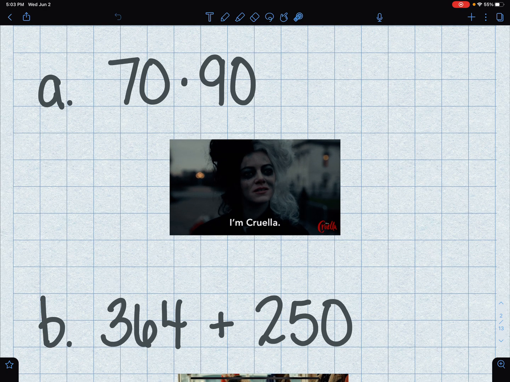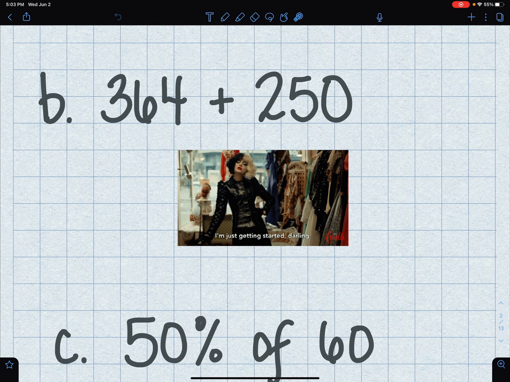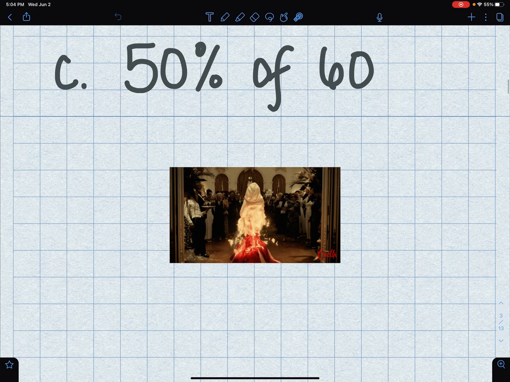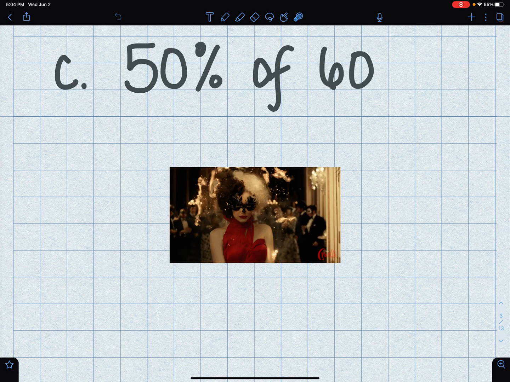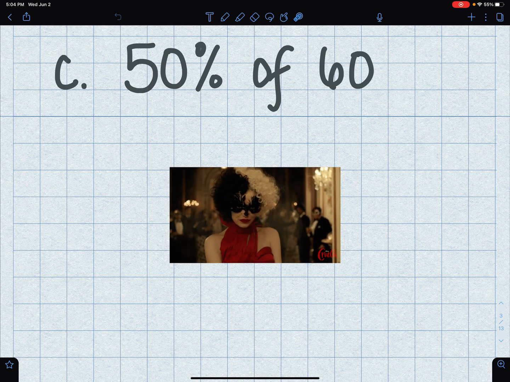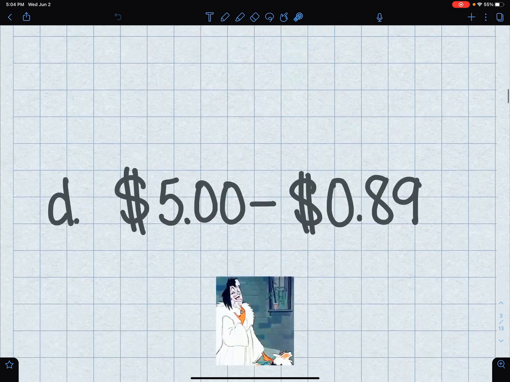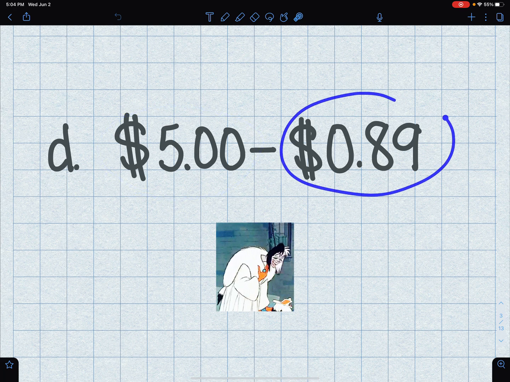Ready? We're going to do 70 times 90. Write your answer. B is 364 plus 250. C, what is 50% of 60? I just realized that I forgot to do your 5 minutes of your multiplication facts, but I'll let you just do that on your own, okay? Sorry. D is going to be $5 minus 89 cents.